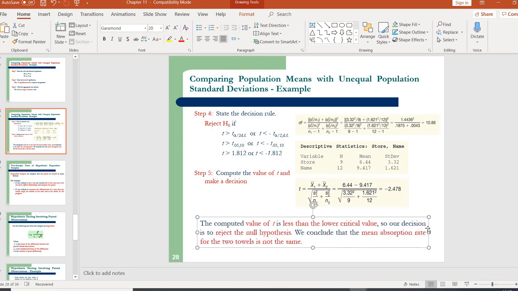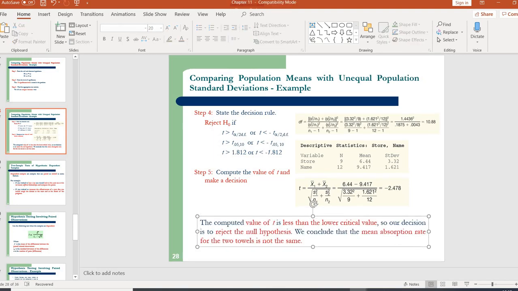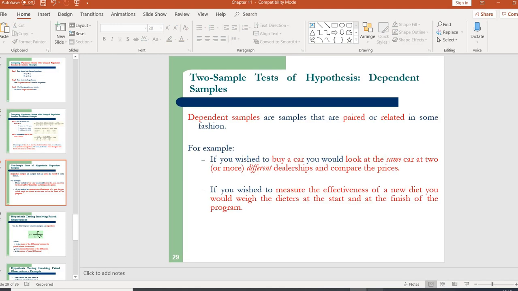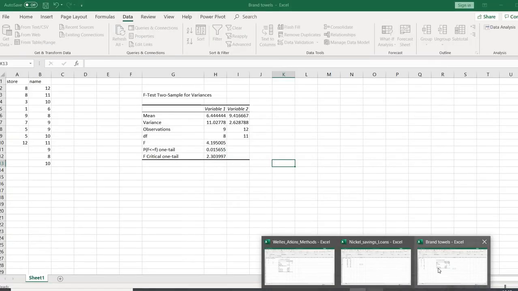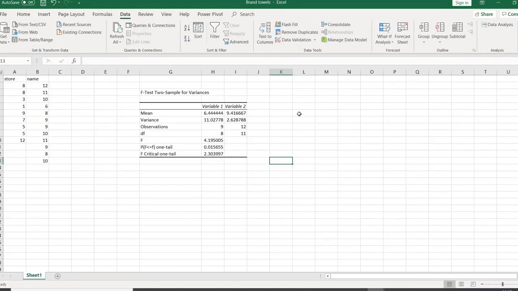Okay, so quickly, because I want to finish, I also want to show you how you can do it in Excel. Here we are. Since we've concluded that the two samples have unequal variances, we need to use a t-test for unequal variances.